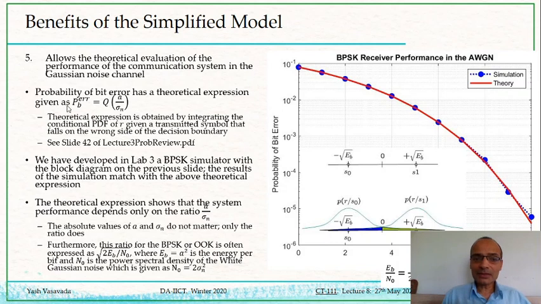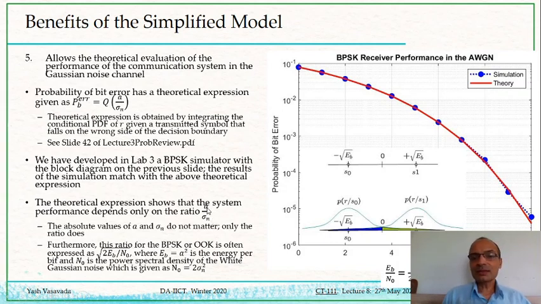The other benefit of this theoretical analysis is that it gives us certain insights about the operation of the modem. And specifically, it tells us that the performance of the modem, which is measured in terms of the probability of bit error, is dependent only on the ratio A divided by sigma n. Specifically, the absolute values of A and sigma n don't matter. Only thing that matters is the ratio.